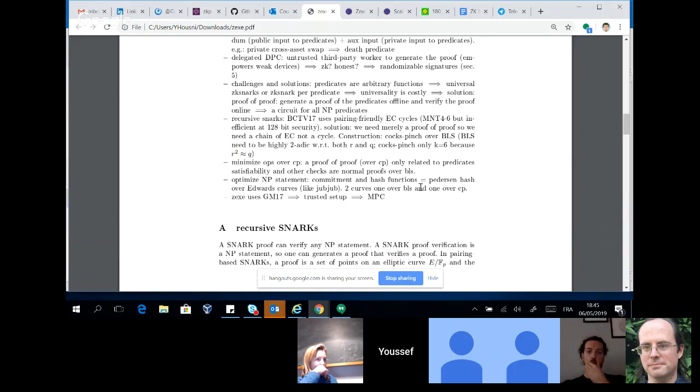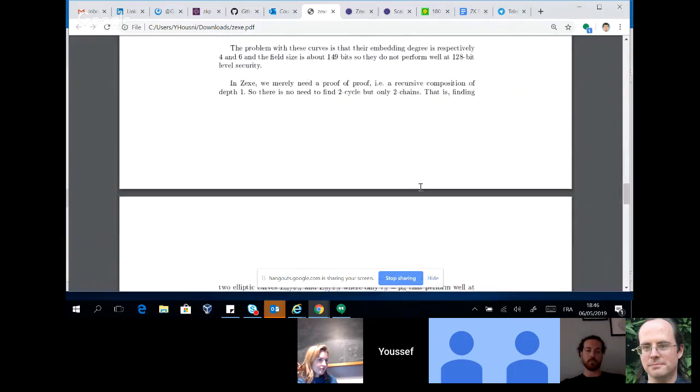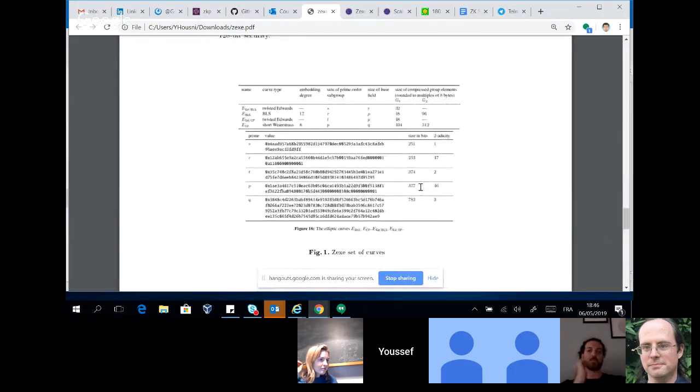In ZEXE, they did the same. They have this BLS curve, they have this Cox-Pinch curve, and they have created their Jubjub-like curves over both Cox-Pinch and BLS. So we end up with 4 elliptic curves. Here in this table, you have all those elliptic curves, the size in bits, the embedding degree 12, 6. You have the two-adicity. So R minus 1 is divisible by a huge power of 2, 47. So this is quite good.